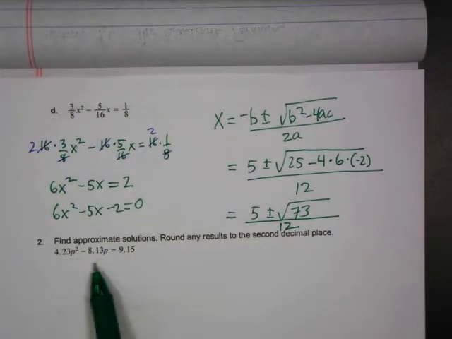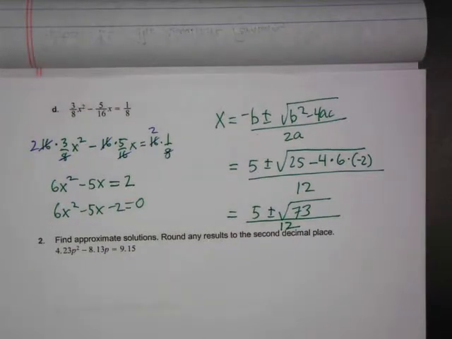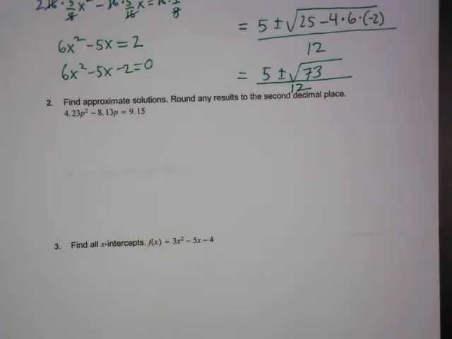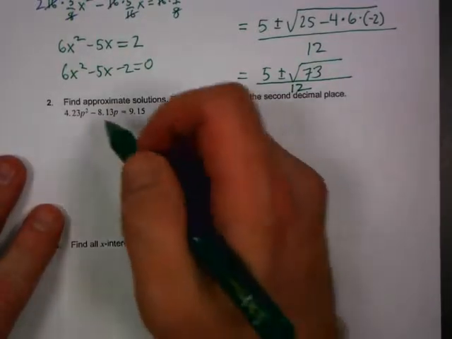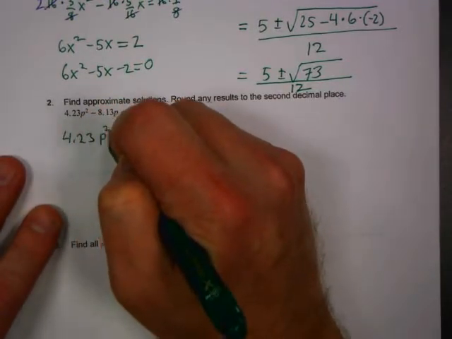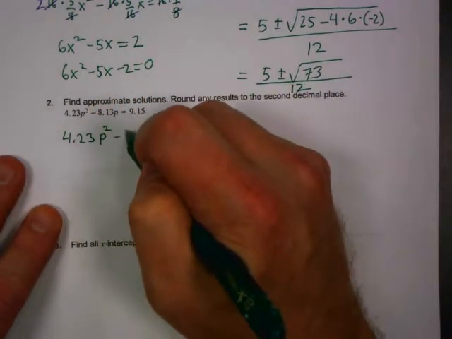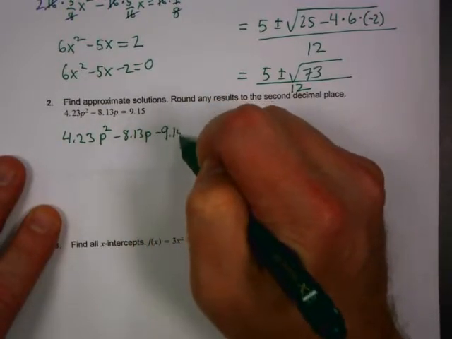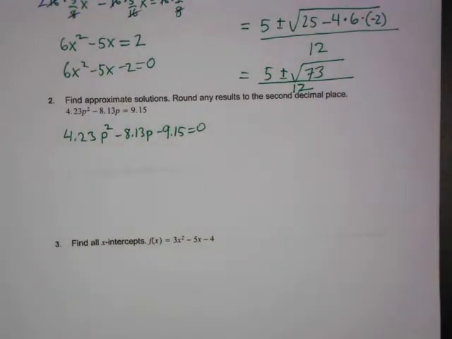What about decimals? Decimals going to be a problem? Kind of a pain in the neck, just a little bit longer, but not really so bad. Let's see, we're going to have 4.23p squared minus 8.13p minus 9.15 equals 0. We still got to get the 0 on one side. So not that big a deal.